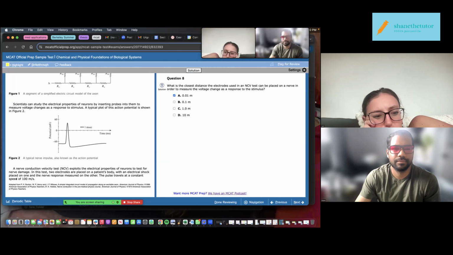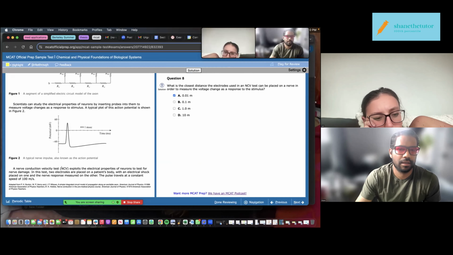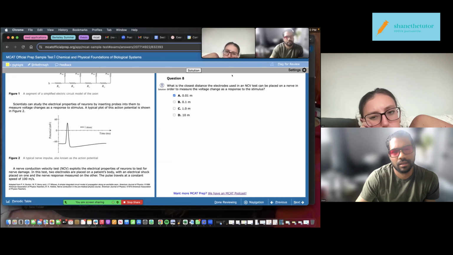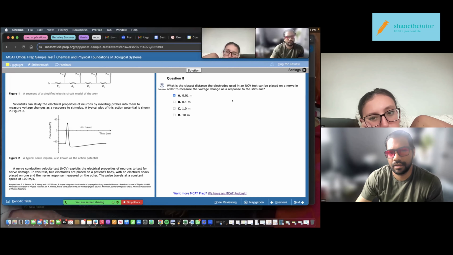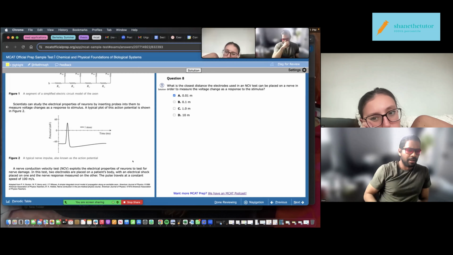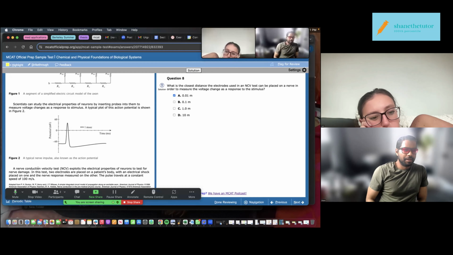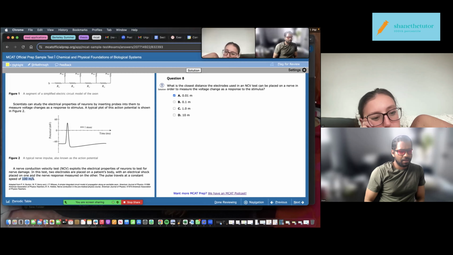So it's based off of this. It's the nerve conduction velocity test, and asking what is the closest distance the electrodes used in an NCV test can be placed on a nerve in order to measure the voltage change as a response to stimulus. And they have the pulse travels at a speed of 100 meters per second.